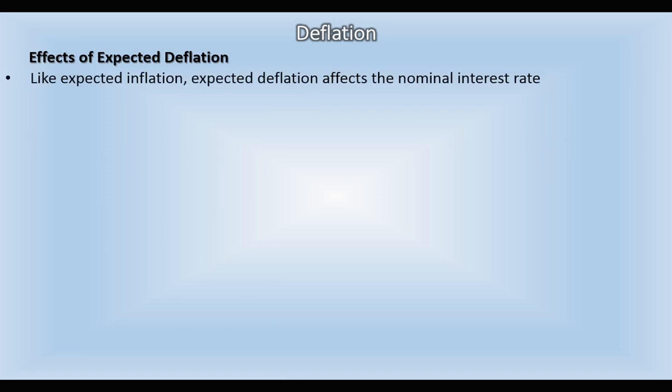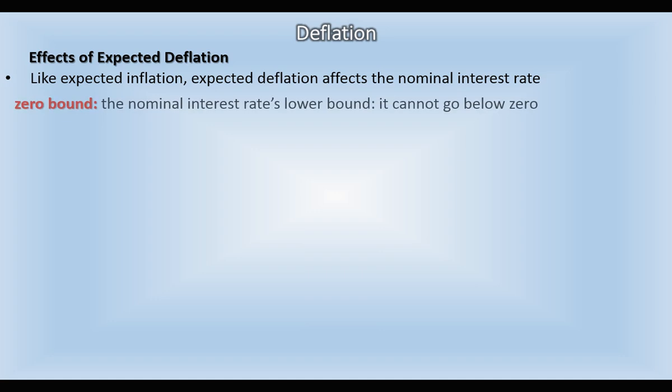Let's talk about the effects of expected deflation. So like expected inflation, expected deflation affects the nominal interest rate. So as we talked about before, the Fisher effect, expectations of inflation will only affect the nominal interest rate, not the real interest rate. The real interest rate is the nominal interest rate minus the rate of inflation. So again, if people expect there to be deflation, that will cause the nominal interest rate to fall. But there is only so far that an interest rate can fall, and the lowest it can fall is its zero bound. So the nominal interest rate's lower bound is the zero bound. It cannot go below zero.